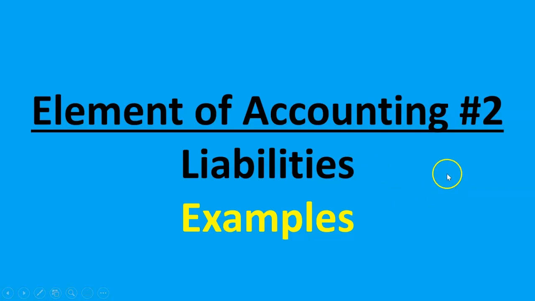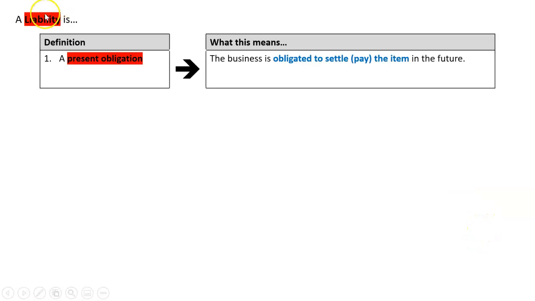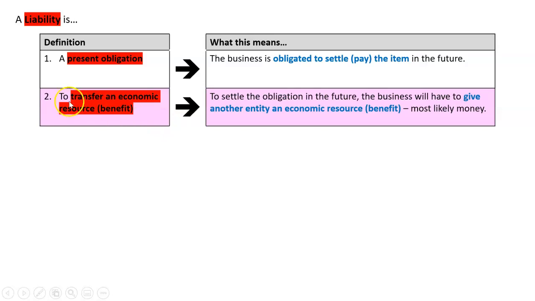Let's look at some examples of some liabilities, and specifically what we want to do is apply this definition to them. So a liability is 1, a present obligation. What does that mean? It means you're obligated to settle or pay the item in the future. 2, you are obligated to transfer an economic resource or benefit to another entity. Now look, that's going to be money in 99% of cases. There is one example, but we'll deal with that later in our course, where it's not money. But for now, we'll just say money.